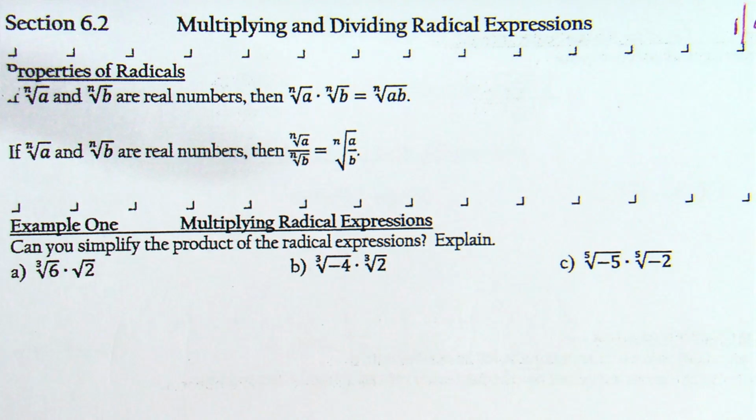So, the rules. If the nth root of a and the nth root of b are real numbers, then the nth root of a times the nth root of b equals the nth root of ab. What is that trying to say? What has to be true to be able to multiply radicals?